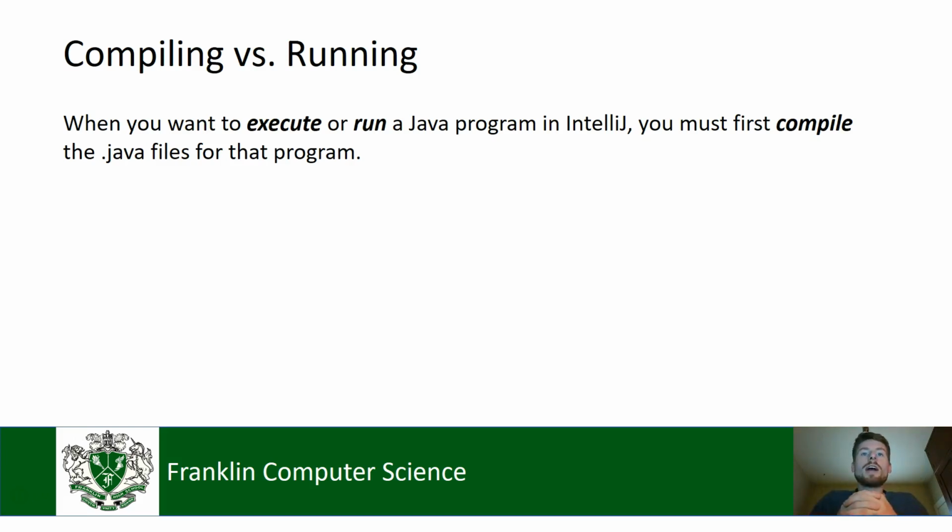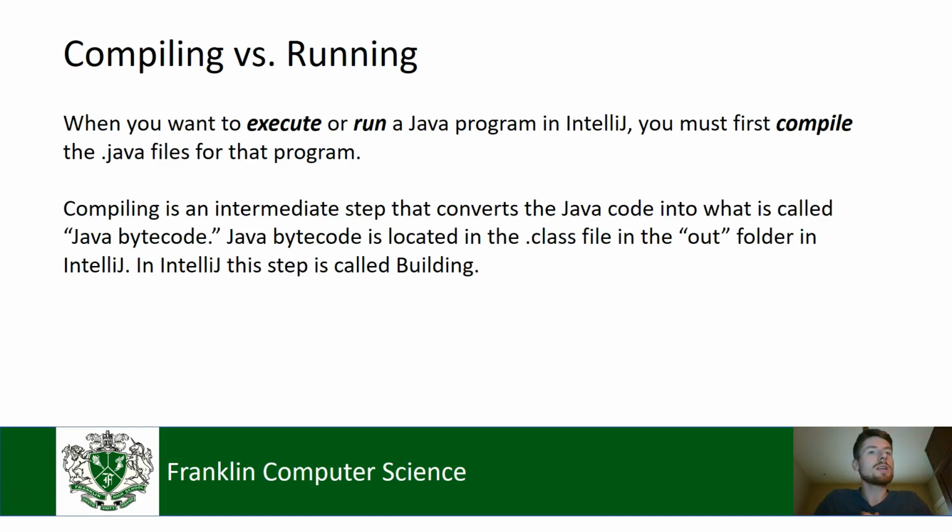So anytime you want to run or execute a program, execute, run, those are interchangeable, you have to compile all the .java files that program needs. You might have more than one .java file, which, when we get to more complicated programs, we'll have several. So this is an intermediate step, and it's going to convert that Java code that you wrote, the public class, public static void main, system.out.println, all of those things get converted into what's called Java bytecode.